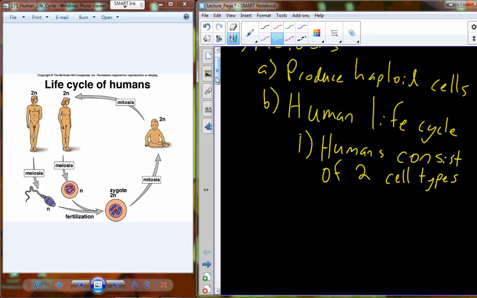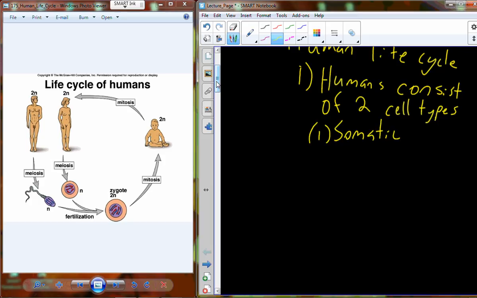So humans consist of two cell types. These are going to be the somatic cells. And somatic, or soma, that just simply is referring to the body. S-O-M-A is the Latin derivative for body. So somatic cells are body cells. So the cells that make up your muscles are somatic cells. The cells that make up your liver are somatic cells. Brain cells, neurons, are somatic cells.